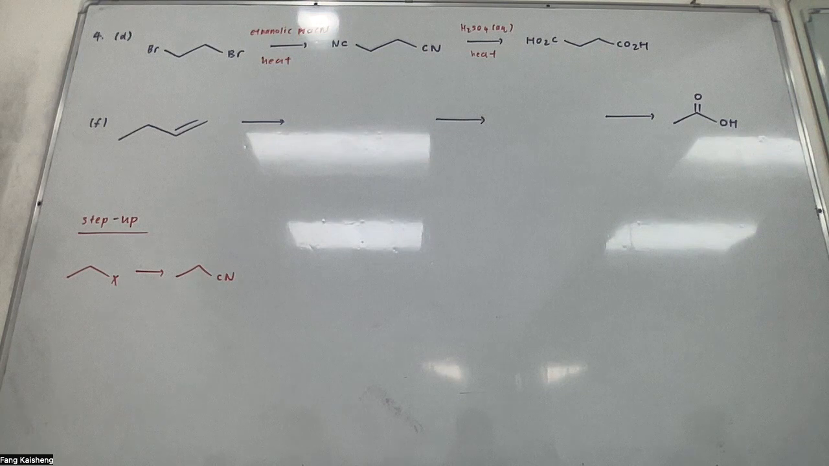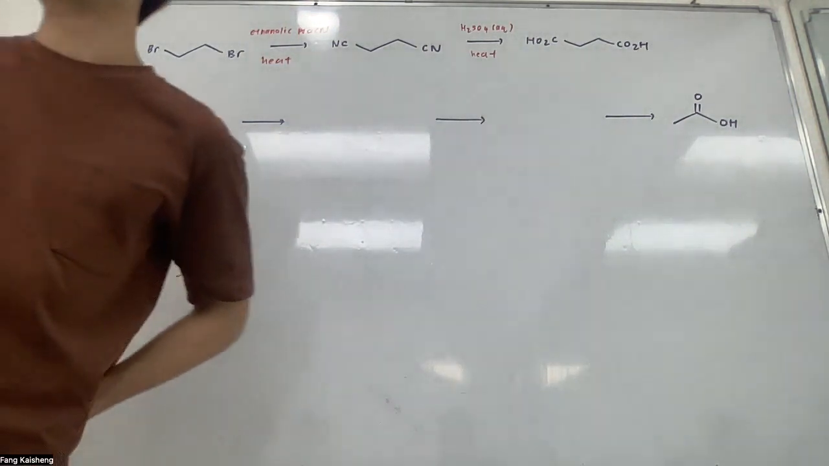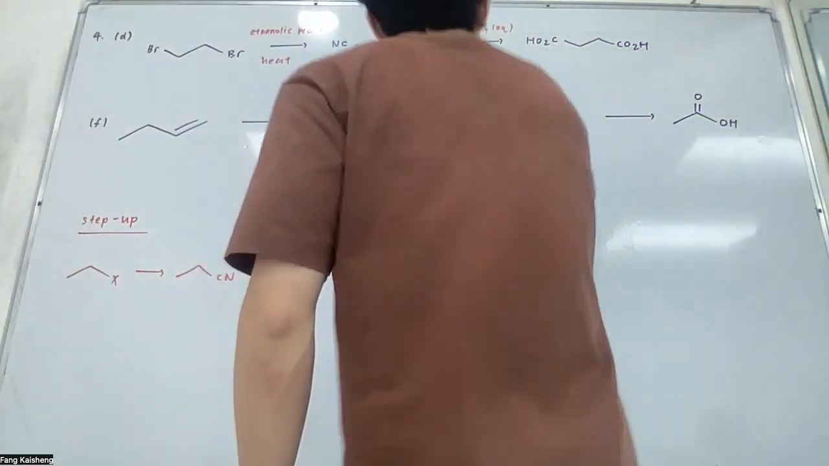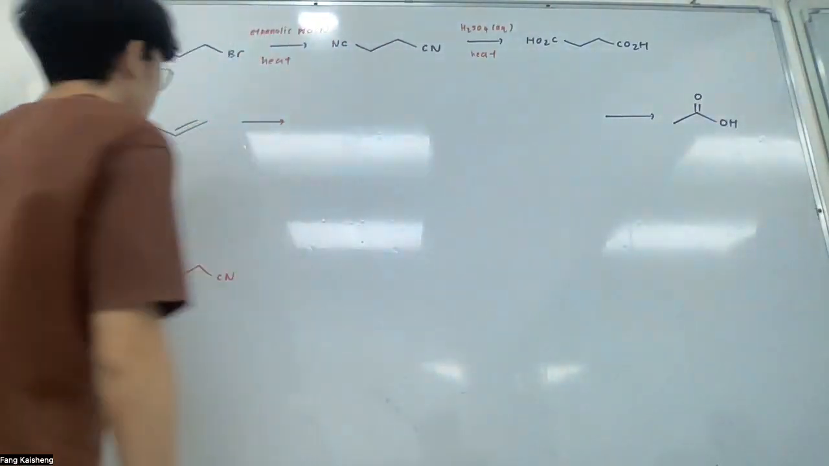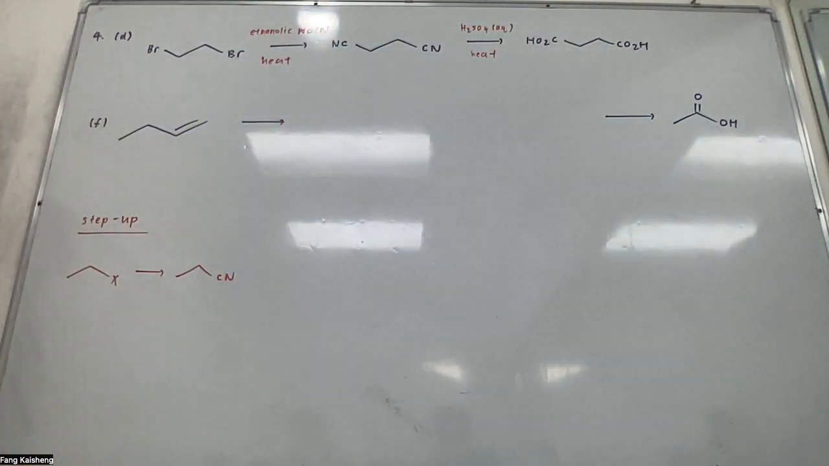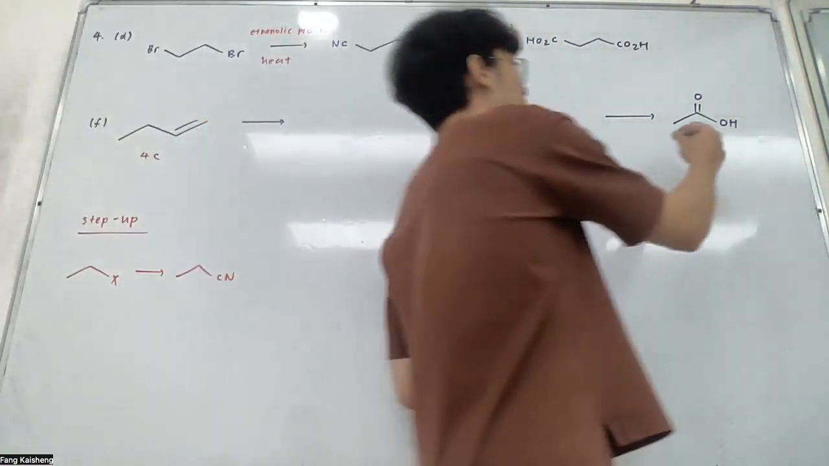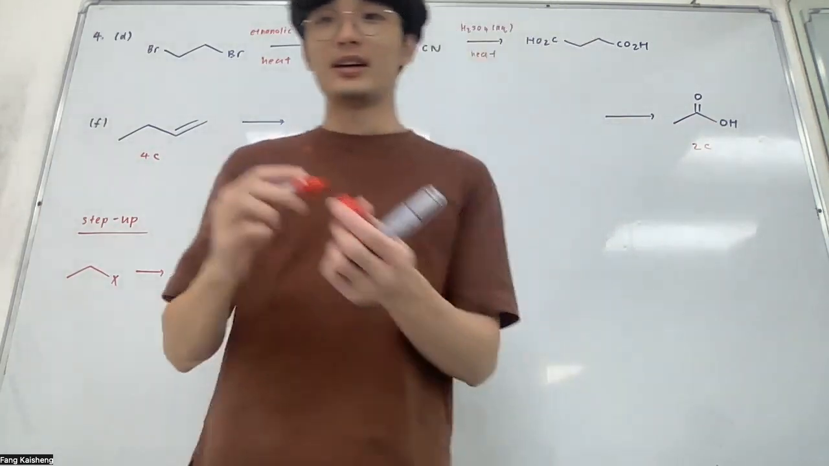Now, take a look at part F. Part F is going to be slightly tricky, but again, I want you to count the number of carbons first. I think this one I can go through with you together. Can you count the number of carbons and tell me what this is? Step down reaction. Somehow I can go from 4 carbons to 2 carbons. How on earth is that possible?